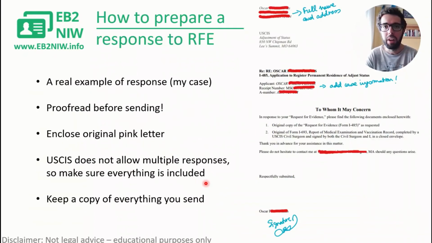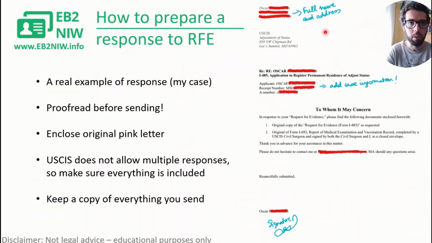How should you go about preparing your response to the RFE? Well, here I have a real response, a cover letter that I put together for that RFE that I showed earlier. You basically can show your name and your address, the USCIS address you're sending it to, then the title, this is a response for their RFE, your applicant name clearly stated again, receipt number, that's the case information, put it there, and your A number, that's a number for each applicant that you should have in all your documents.